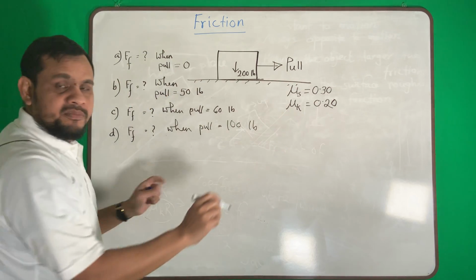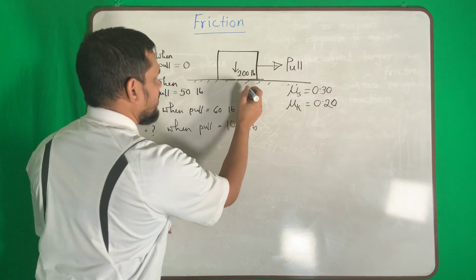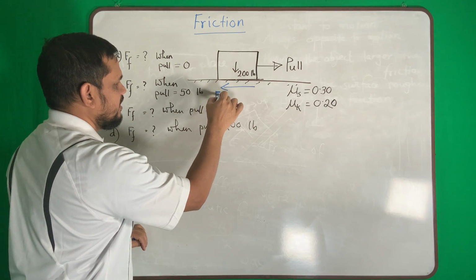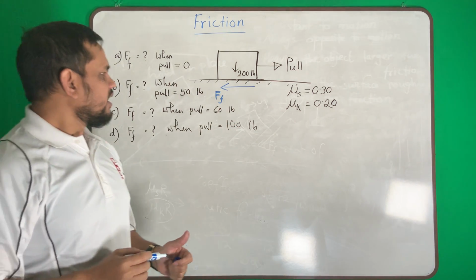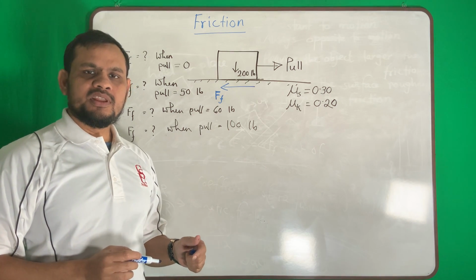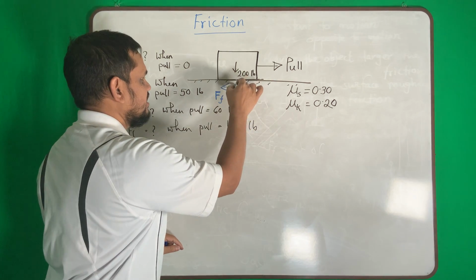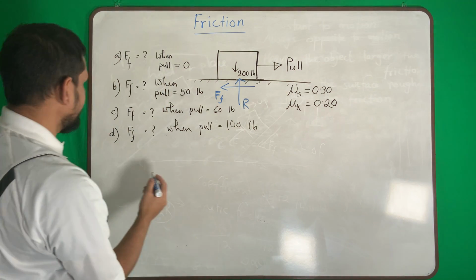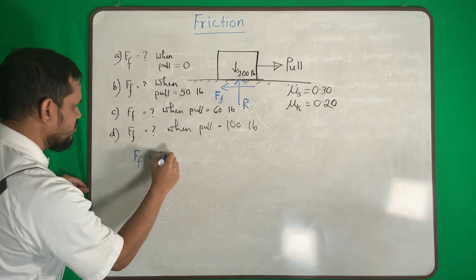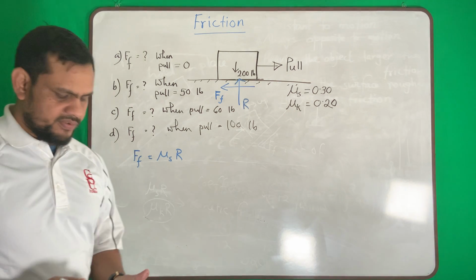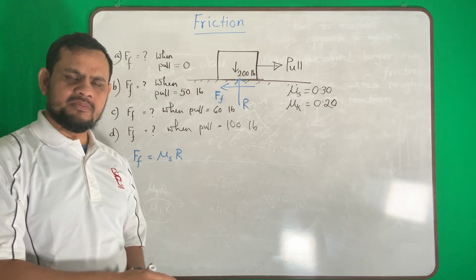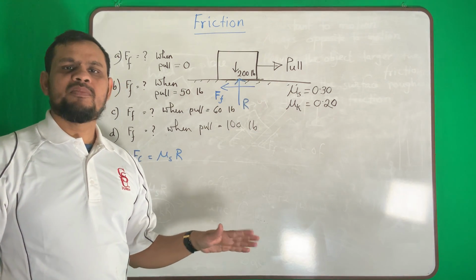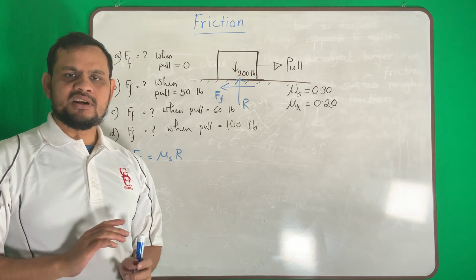If I pull that way, that means my motion intends to be that way. So my frictional force will be this way. Now we know that the frictional force depends on the reaction and the surface resistance. That means my frictional force will be Ff = mu s times R. Now this is not the frictional force. This is the limiting value of the friction. That means if my applied force is more than this, then my body will start moving. If my applied force is less than this, my body will not start moving.